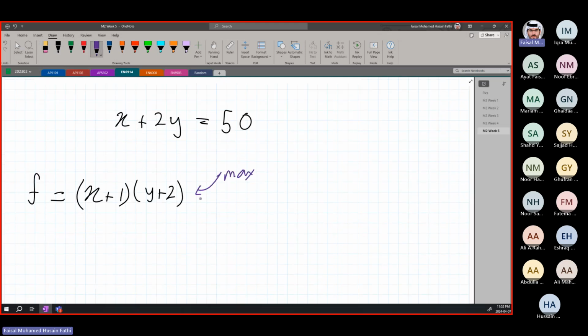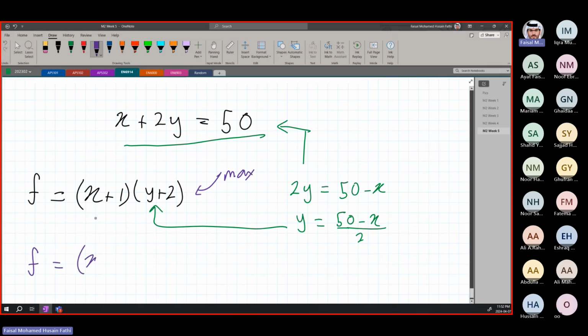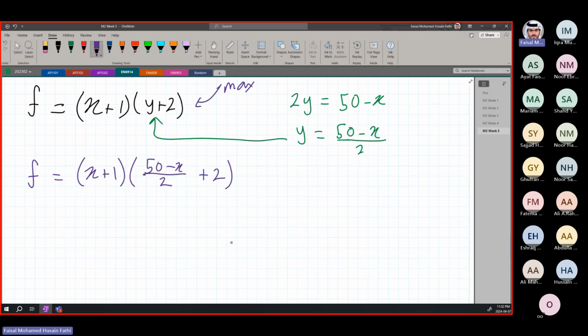All right, so we could simplify f, or before even simplifying f, let's get a solution from this. Let's solve for one of them. So 2y is equal to 50 minus x. y is going to be equal to 50 minus x divided by 2. We substitute this y here. So f of x, or just f, is equal to x plus 1 times 50 minus x over 2 plus 2. Remember, this is just going in for y. Now we can just simplify this.